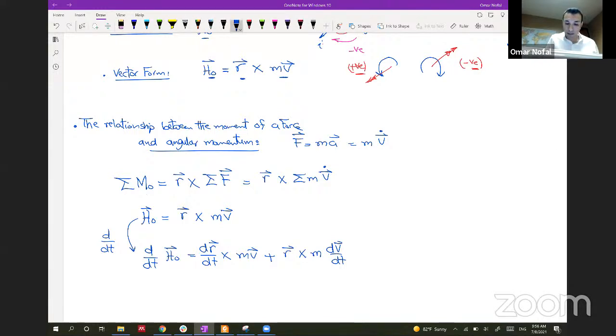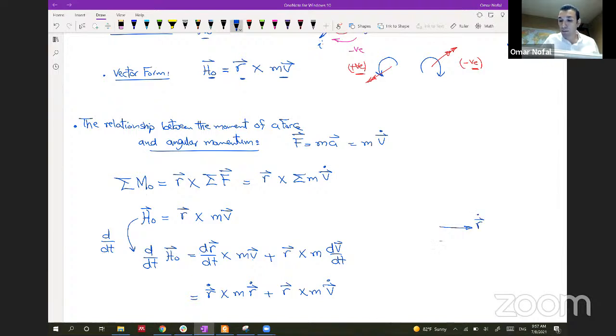So this will be equivalent to r dot vector cross product by the mass, because we differentiate with respect to time. And we know that the velocity vector is also r dot, because it's the time rate of change of the position. And this will be plus r vector cross product by m, and this will be v dot.